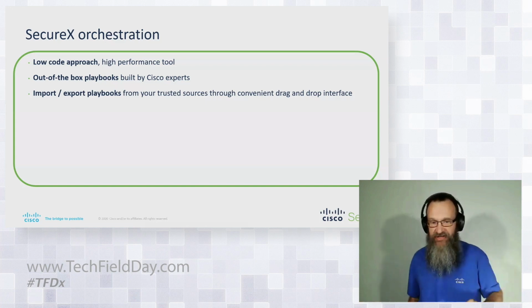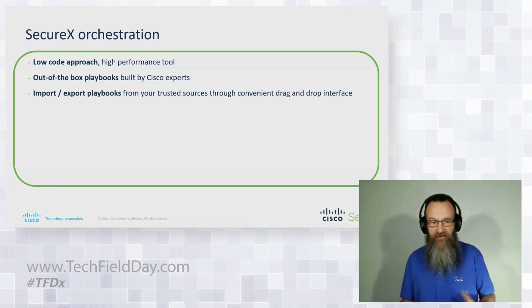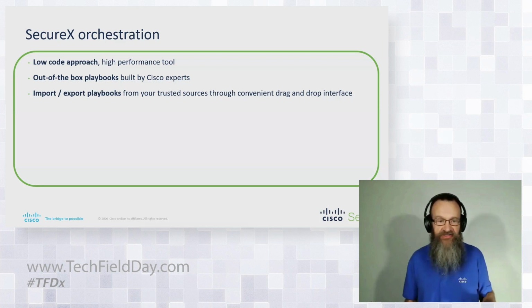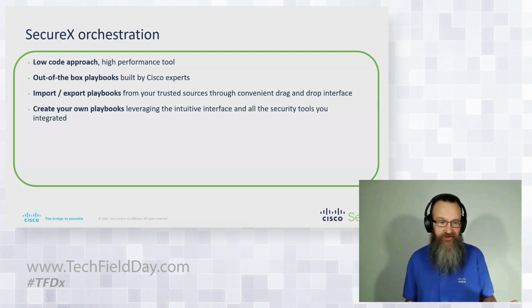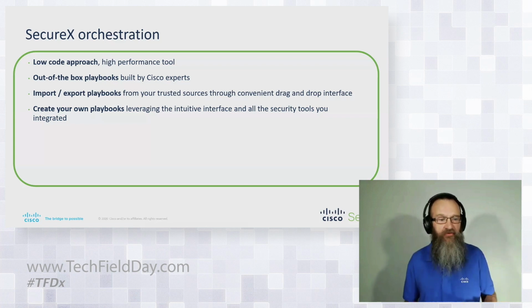Maybe your ISAC has a collection of orchestration workflows that it shares. Maybe you're participating in a vendor relationship of some kind that provides orchestration workflows. It doesn't matter to us. You can import them. You can share them with trusted recipients. You can import them from trusted sources. You can just drag and drop them around in the interface, and you can, of course, write your own using those tools that I mentioned and everything else that you've got that is SecureX capable. Now, in the orchestration engine, we've also got support for dozens and dozens of third-party tools of various kinds.